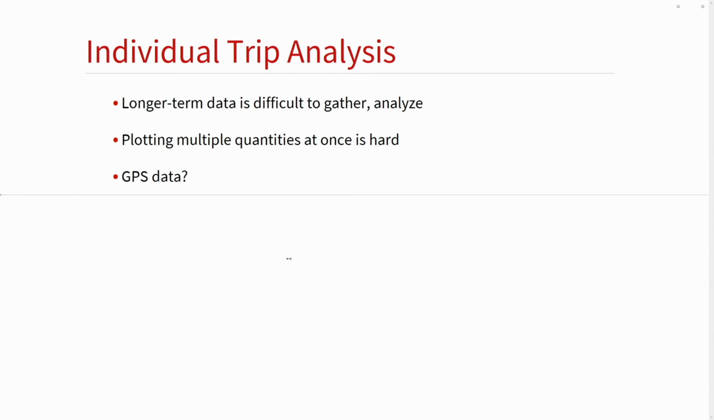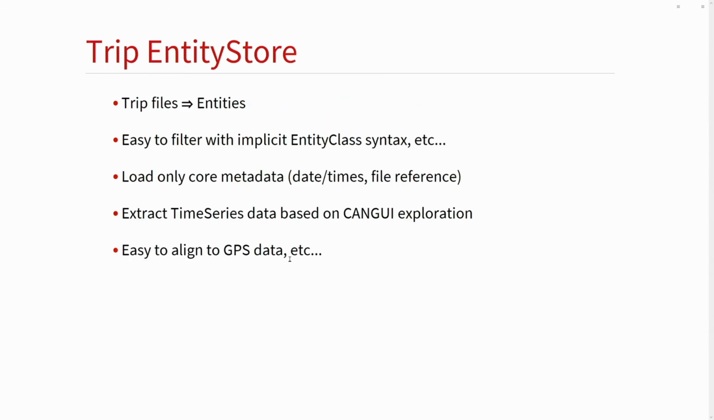So in order to avoid that, I started to think, how am I going to do this? How am I going to keep track of this? How do I know how to group trips? And then it dawned on me one day, why not just make the trips entities and build an entity store? I did that, and it's really nice because now I can filter my trips with implicit entity class syntax. Since I've accumulated about 20 gigabytes of data now, it's not so easy to just import it all. That doesn't really work for very many of them.